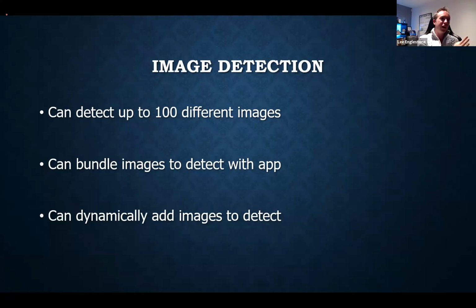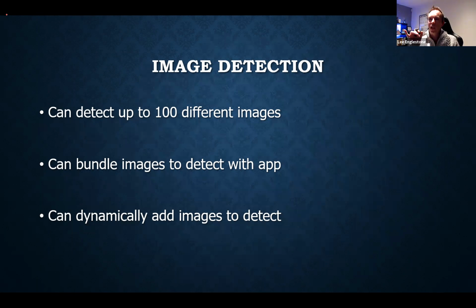Then as you're moving your app around the scene, if it detects one of the images, it will fire an event, and it will tell you the exact location that image was found, and also which of those images it was. So we can do some interesting things with that, which we'll see in a minute.